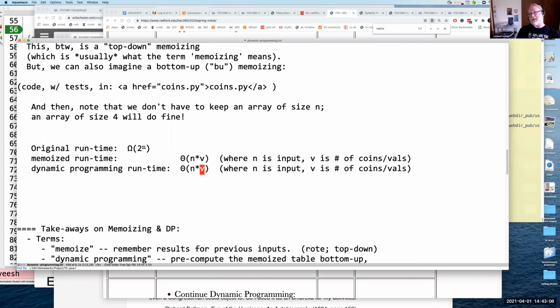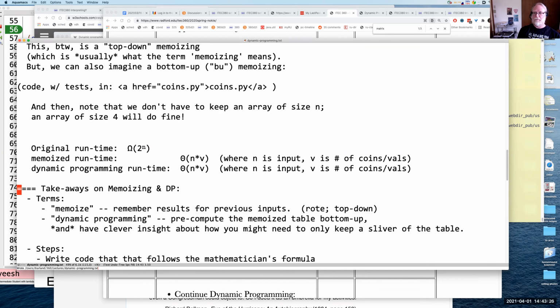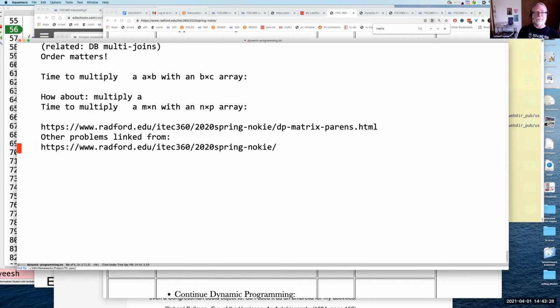Here we got n times v, which is kind of linear if you hold v fixed. That's linear in n. So that's kind of neat. We went from exponential down to linear. It may not always be linear, might well be n squared or n cubed or something like that. Okay. So next problem.